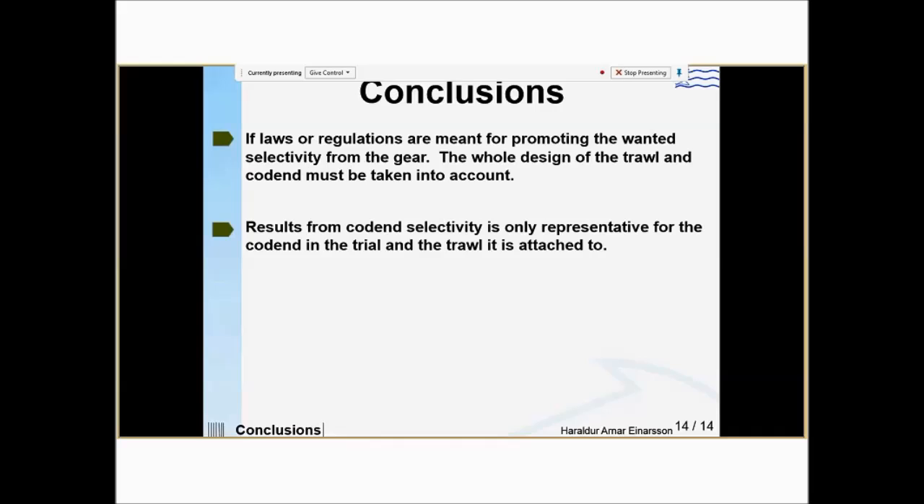The conclusion from this was, if laws or regulations are meant for promoting the wanted selectivity from the gear, the whole design of the trawl and codend must be taken into account. And another, results from codend selectivity are only representative for the codend in the trial and the trawl that it is attached to. So, thank you.